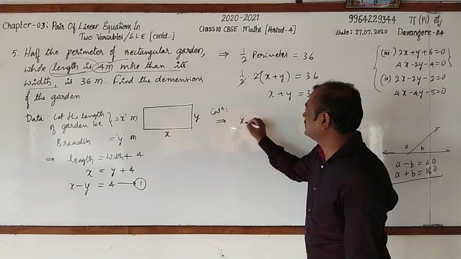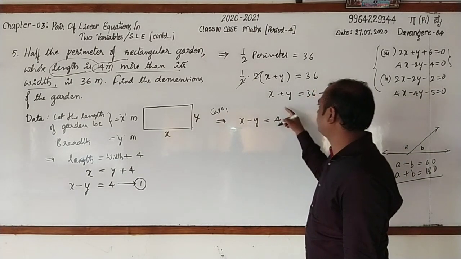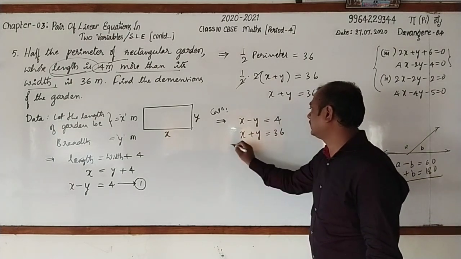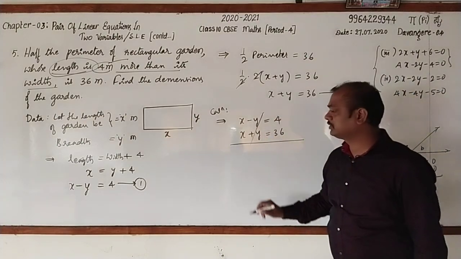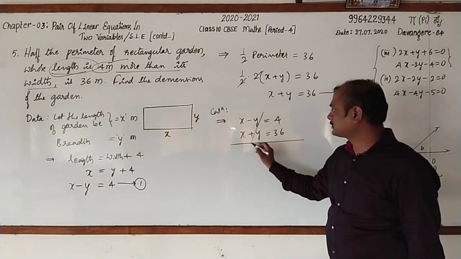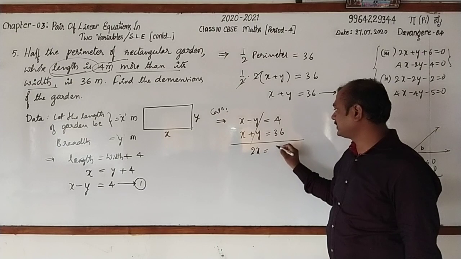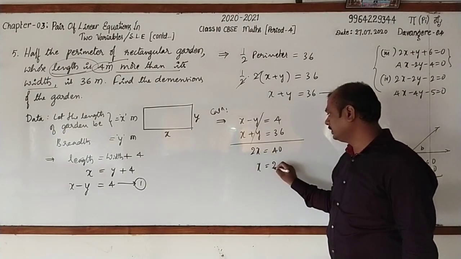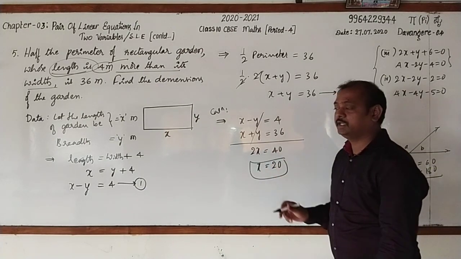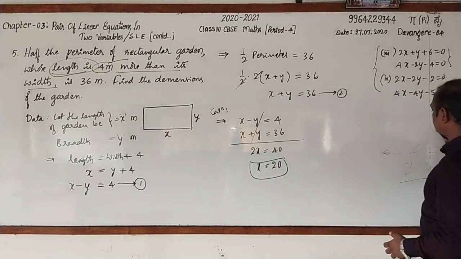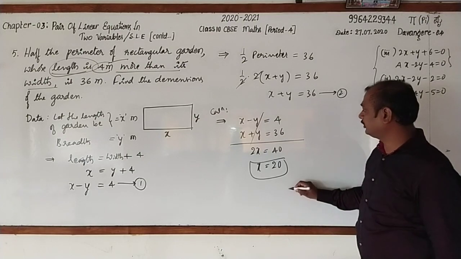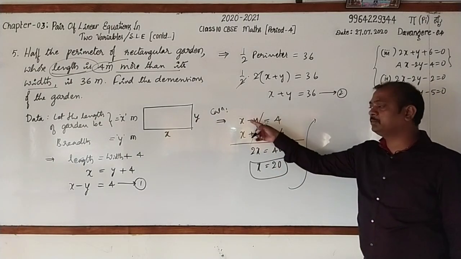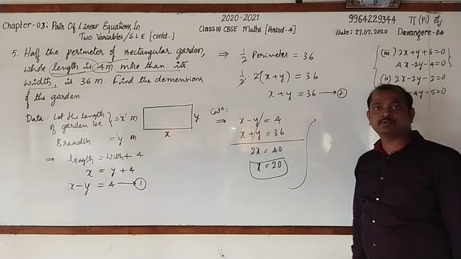First equation is X minus Y is equal to 4. Second equation is X plus Y equal to 36. Then add: 1x plus 1x, 2x; 4 plus 36, 40. X equal to 40 by 2, it is 20. We got x. Then after getting x, what do you do? You have to find out y. To get y, you have to substitute x in any one of these two equations.